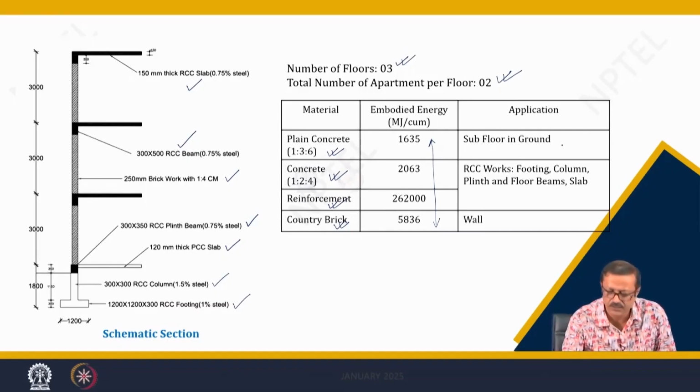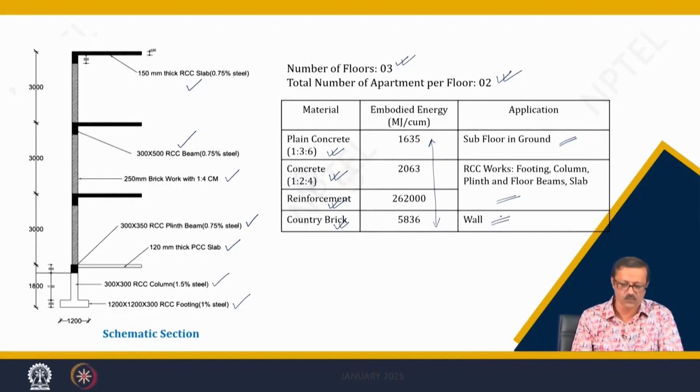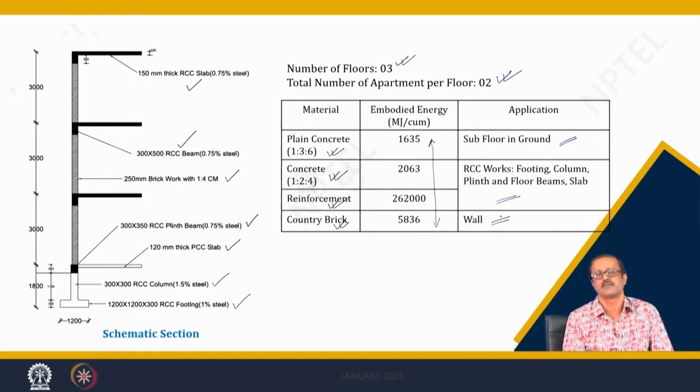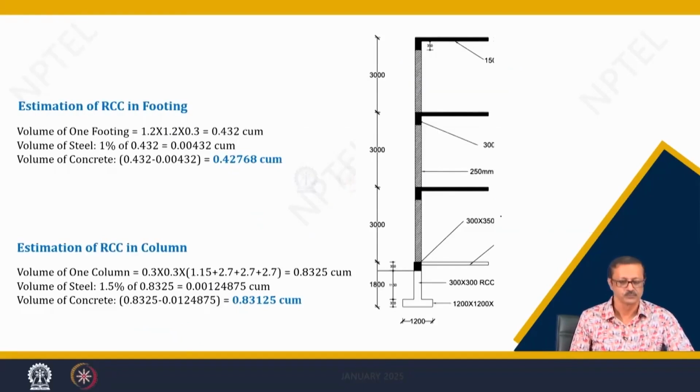So, this is only for the subfloor in the ground. This RCC and reinforcement is applied in the RCC work: footing, column, plinth and floor beams and slab. The wall is also there, I mean brick is used for the wall. I am not going to calculate for the floor finish or the windows, doors, painting and all, just these rough calculations I am going to perform. So, one by one I have performed that.